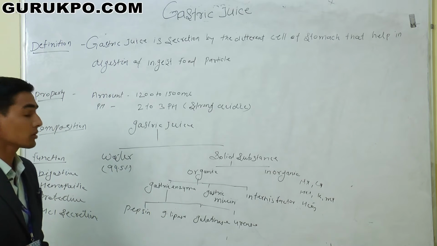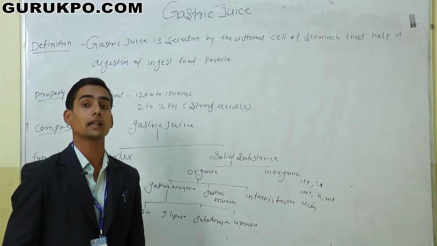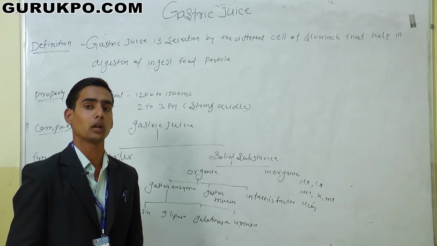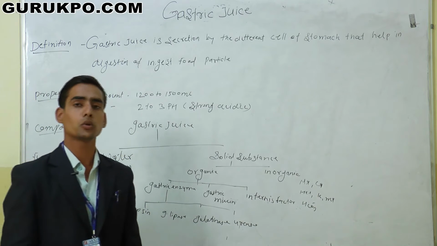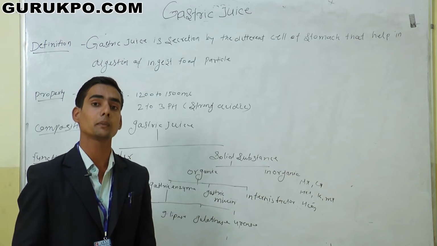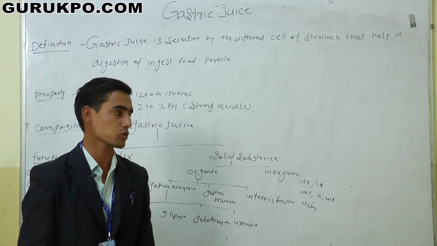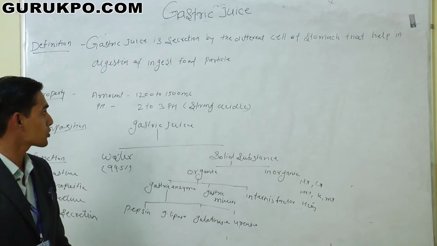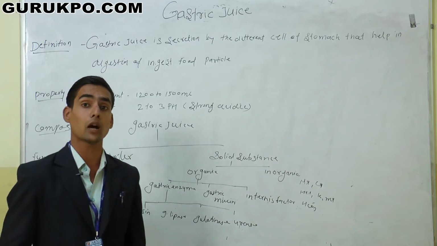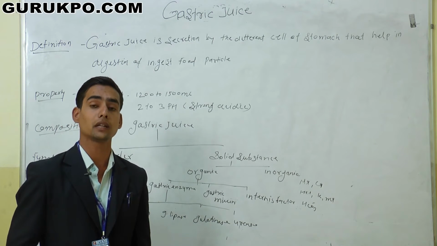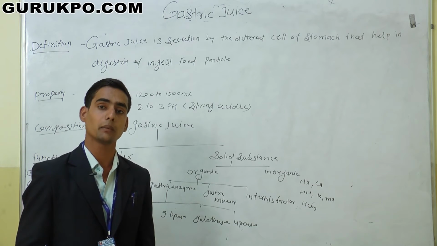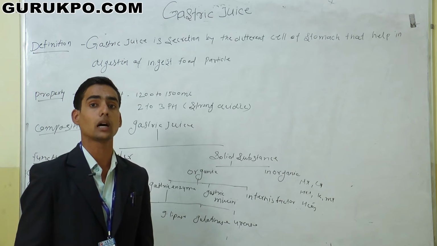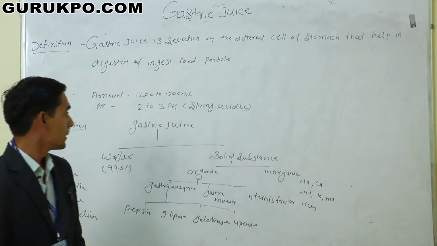Property of gastric juice: in one day approximately 12,000 to 15,000 ml is secreted, which is about 2 ml to 3 ml per minute by the body of the stomach, and it has a pH of 2 to 3, which is highly acidic. If a finger is dipped in gastric juice, it may be burned because of the highly acidic environment.